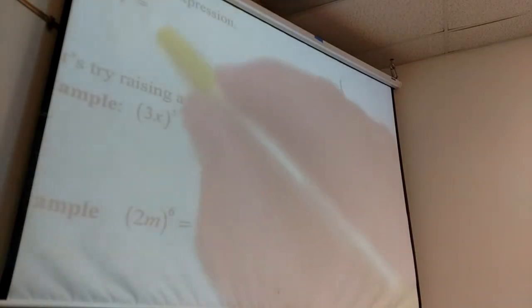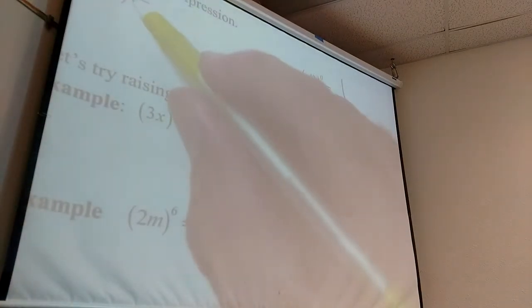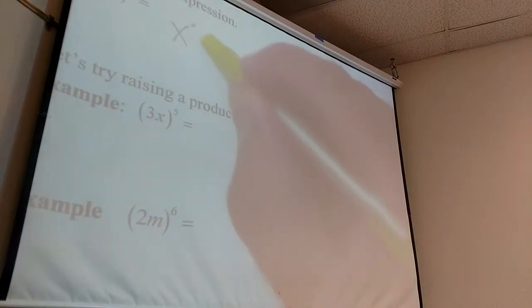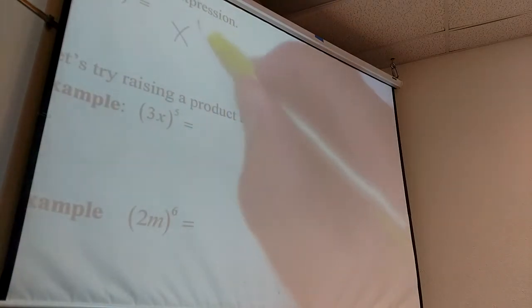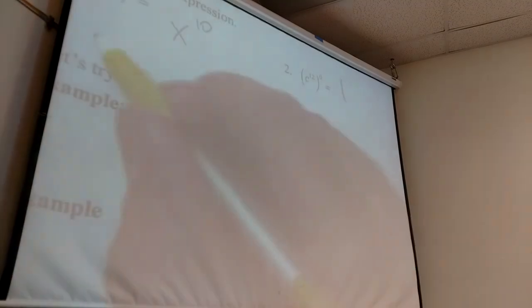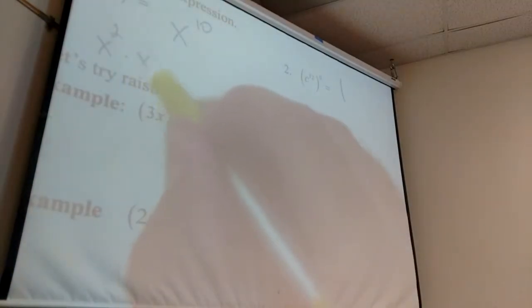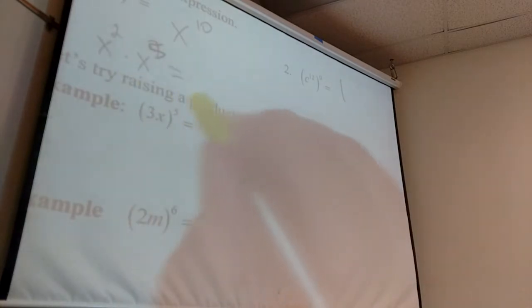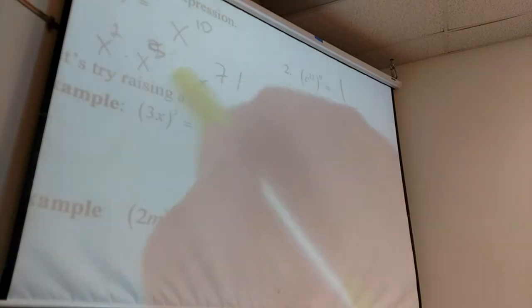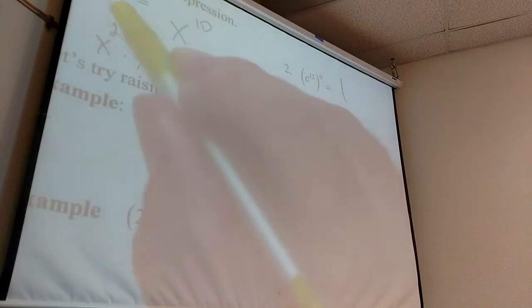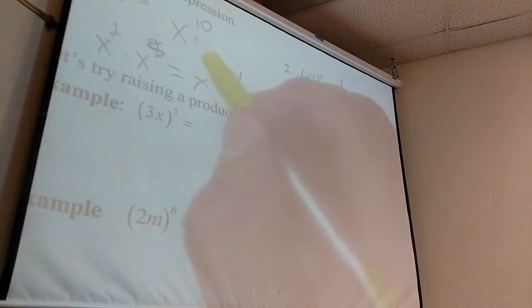What's this guy? X to the 7th. X to the 10th. Yeah, 10. How would you get x to the 7th? That would be x squared times x to the 5th. Then you would get x to the 7th. Right? 2 x's, 5 x's, 7 x's. This is 5 groups of 2 x's. That's 10 x's.